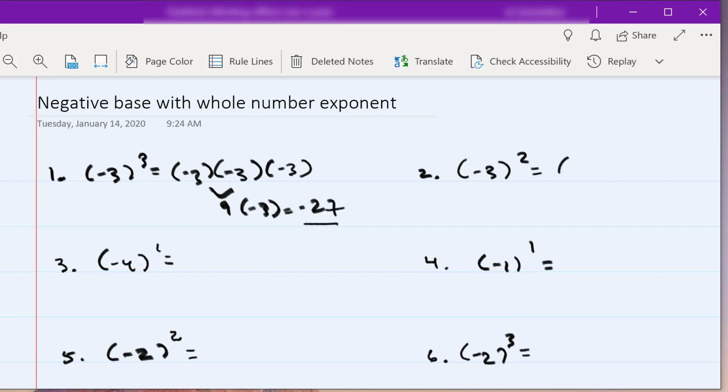Minus 3 squared is minus 3 times minus 3, which is plus 9. Minus 4 to the power of 1 is just minus 4. It's unchanged. Minus 1 to the power of 1 is minus 1. That's also unchanged.